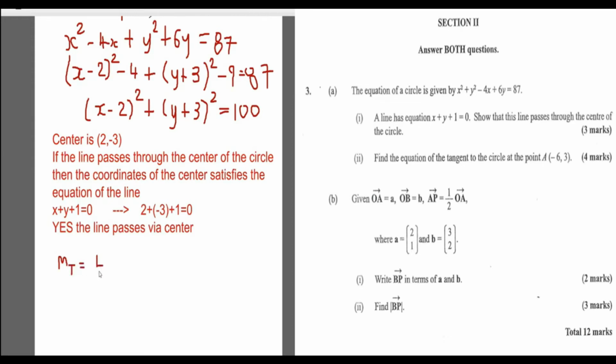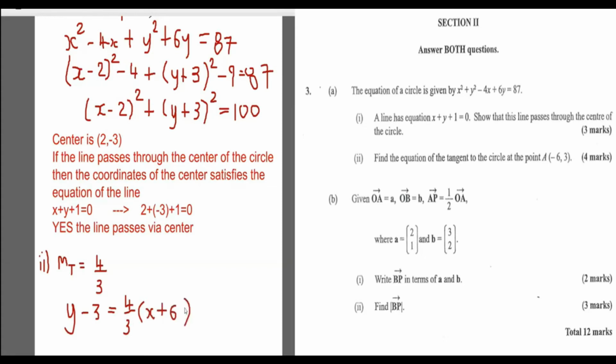And so what's going to be the equation of the tangent? Let me write part 2, just so we know. The equation of the tangent is going to be y minus yp, and the y value is going to be 3, so it's y minus 3 is equal to the gradient of the tangent, 4 over 3, multiplied by x minus 6.